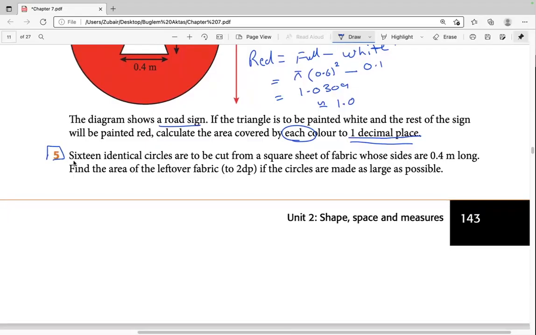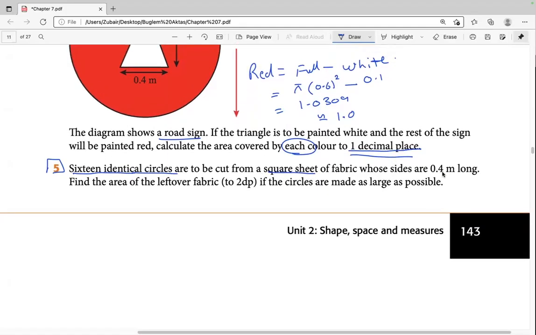Number 5. 16 identical circles are to be cut from a square sheet of fabric whose sides are 0.4 meters long. Find the area of leftover fabric to two decimal places if the circles are made as large as possible. Can you think through the question? The total area of the square is 0.16, so you can't go over that. And the circles are the largest they can be.